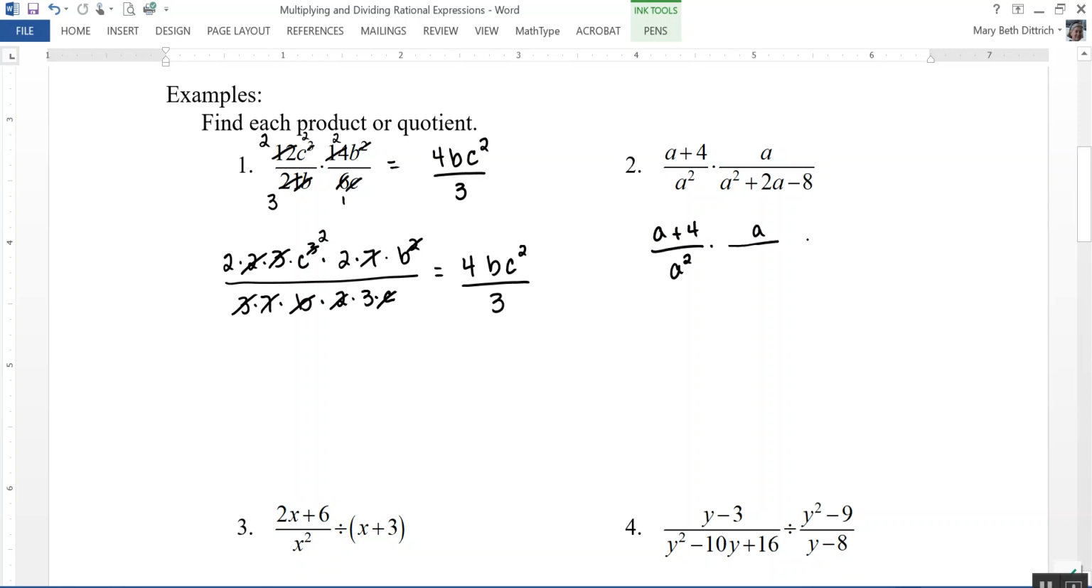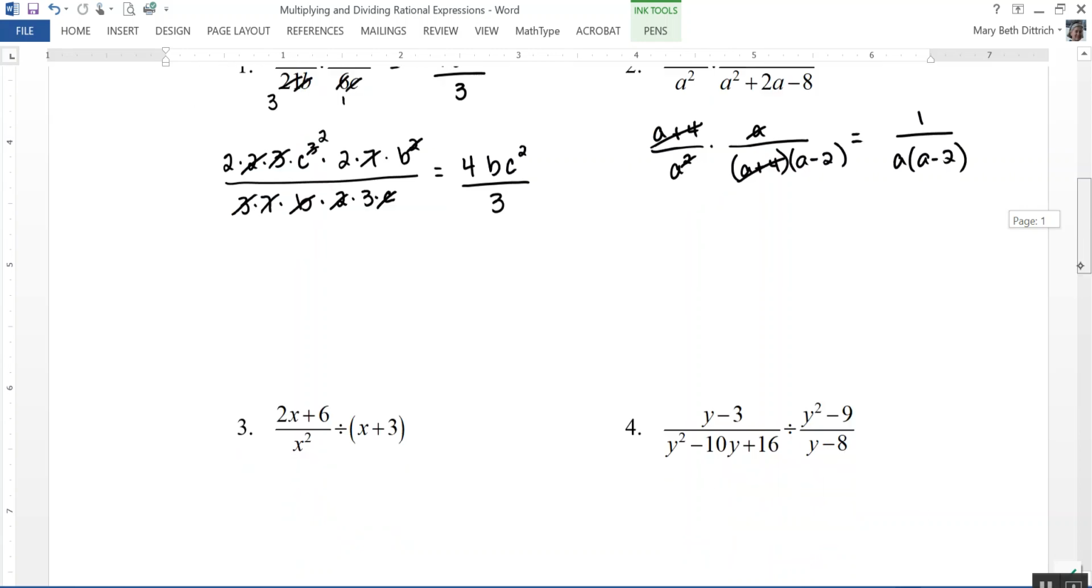And that would be the second denominator, which is going to factor into an a plus 4 and an a minus 2. Okay, now I can cancel out any common factors. So I have an a plus 4 on the top and bottom. And this a will cancel with one of these a's, and I'm left with, it looks like I have nothing left on top, but I actually have a 1 left on top, and then a times a minus 2. And you can leave it in factored form like that, or distribute the a if you'd like.